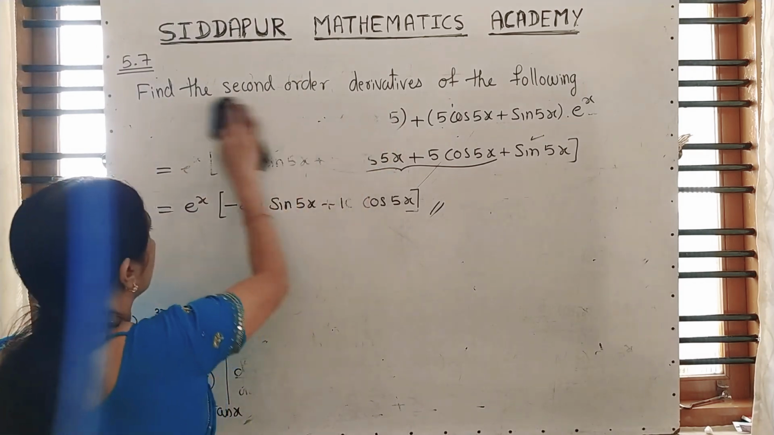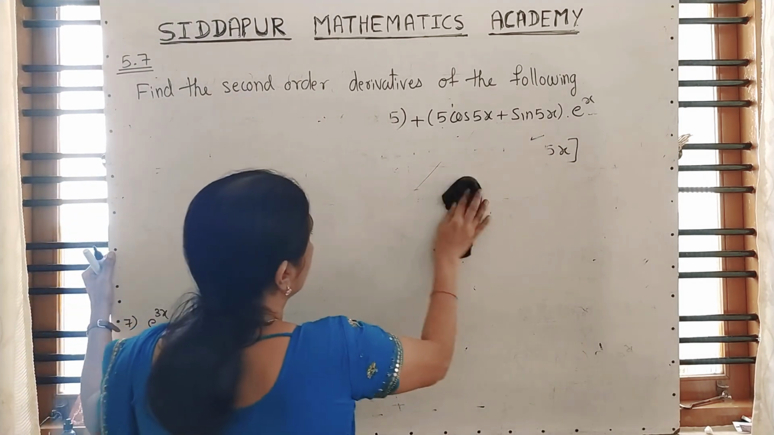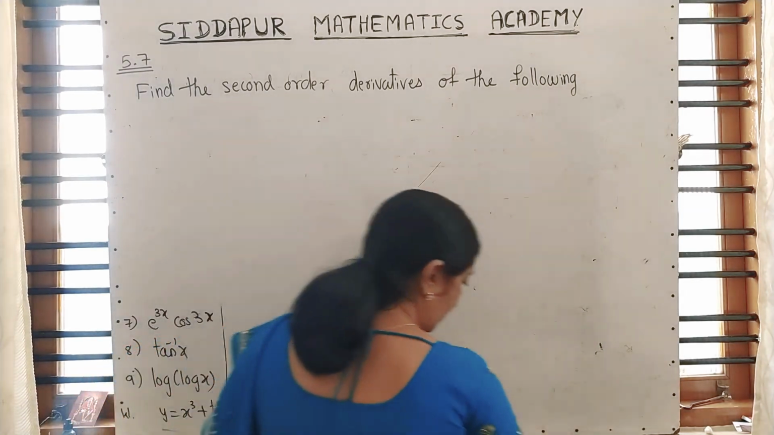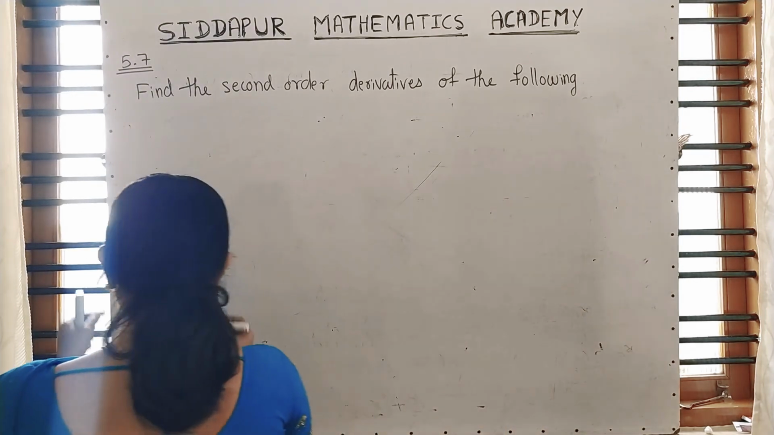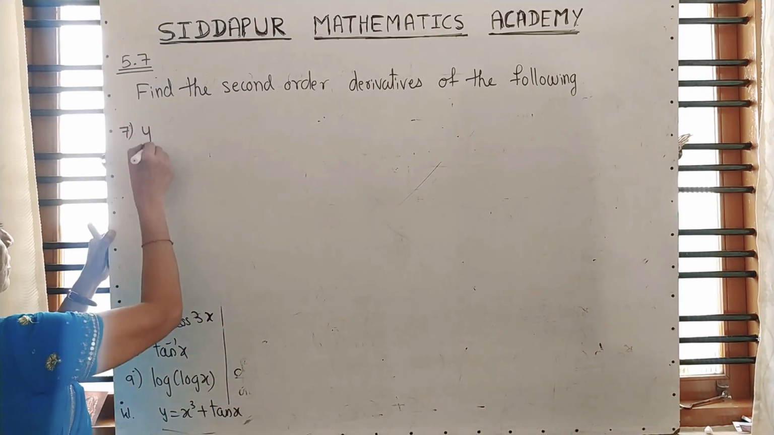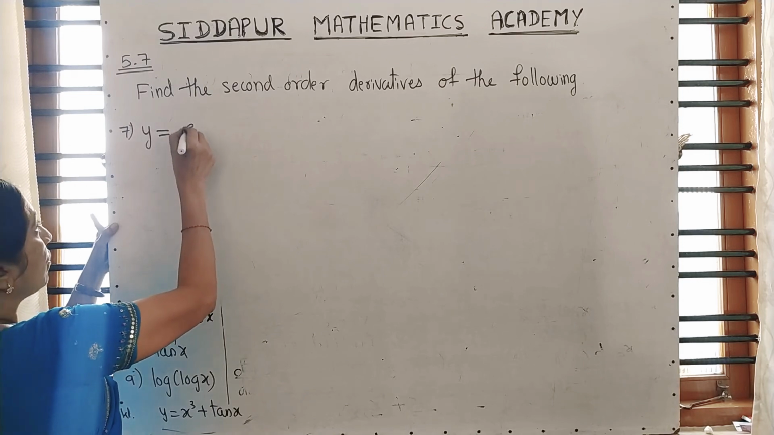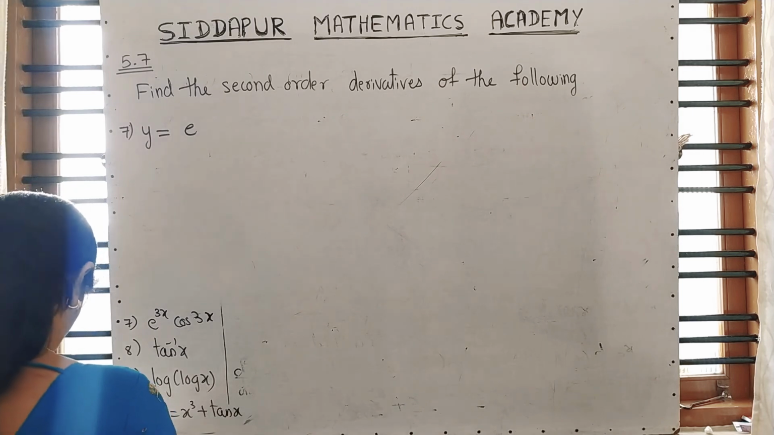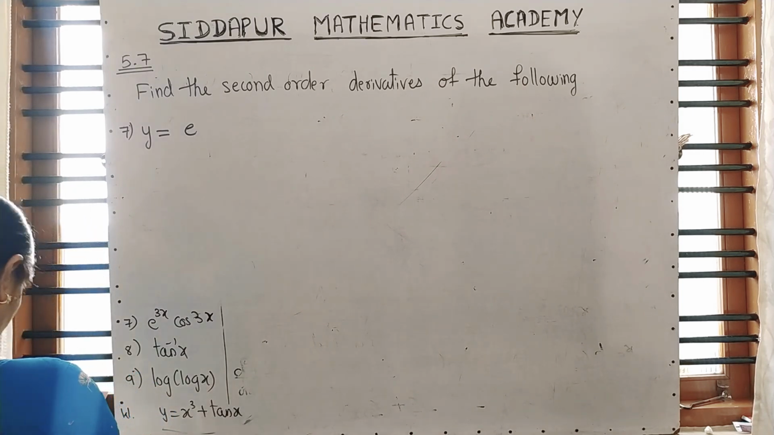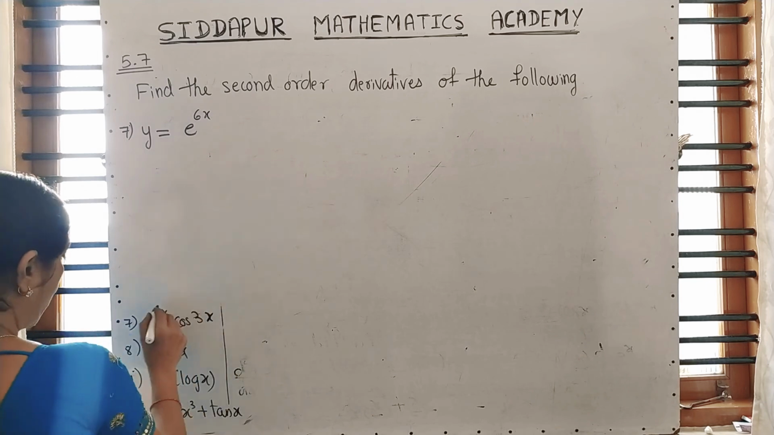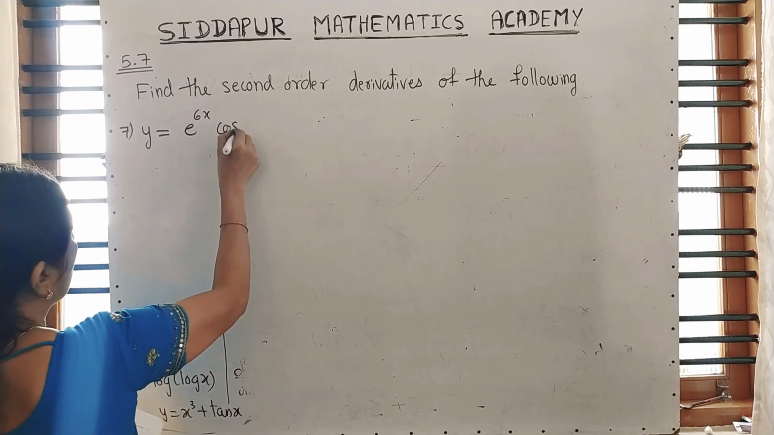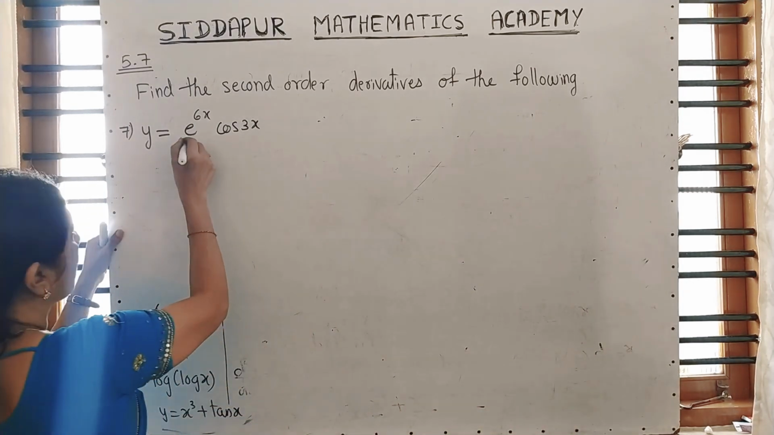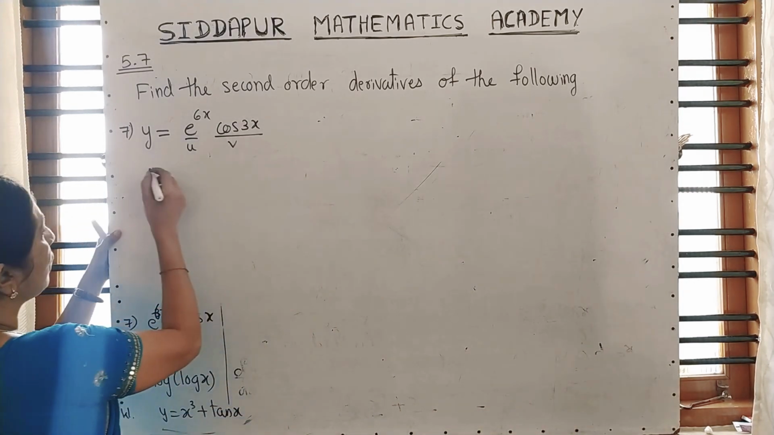This is also similar to the previous one. Seventh one, y is equal to e raised to 6x into cos 3x. So first we have to apply the u into v rule. This is u, this is v.